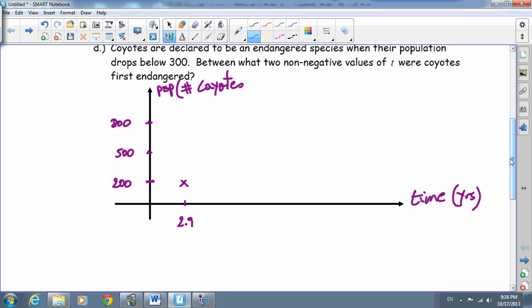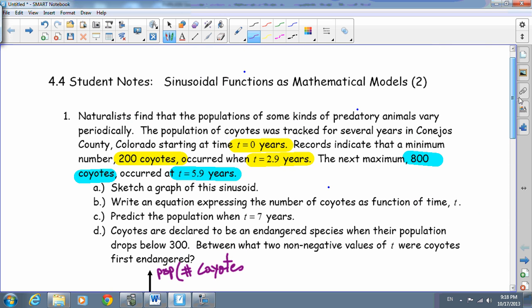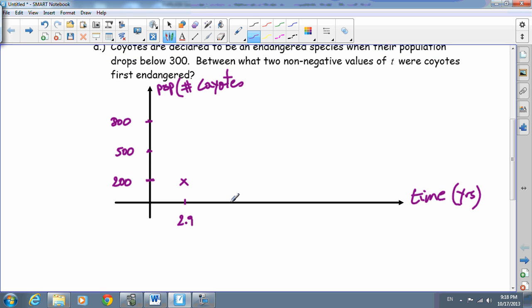Now, the next point on our x-axis is given because they say at t equals 5.9 years, we have 800. So at 5.9, let's label this as 5.9. We will have 800, which is our maximum point, or our maximum number of coyotes. If you keep the pattern, the next point will be here, and the distance between 2.9 and 5.9 is 3. So the next point will be 3 further, giving us 8.9, and that will be the next lowest point. From here, I can connect the points and get the shape of the graph, and it will look as follows.